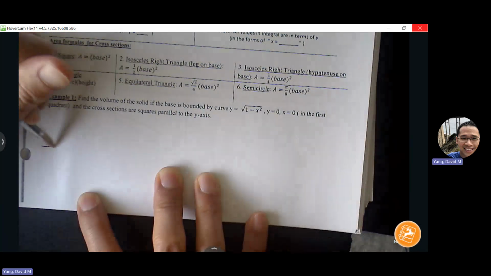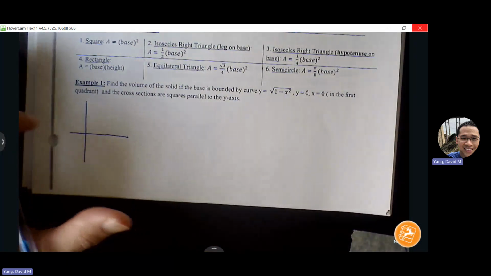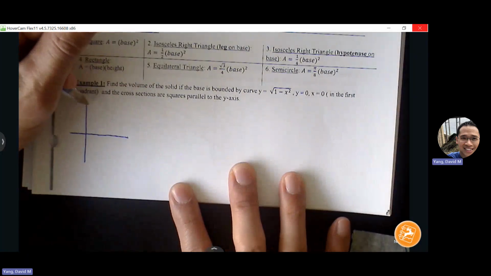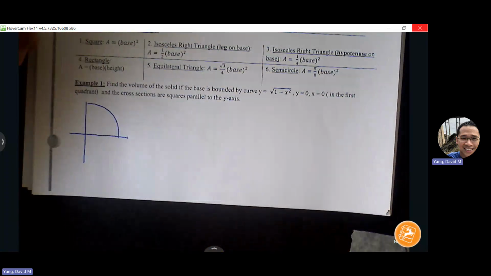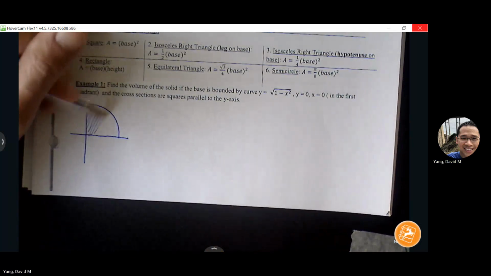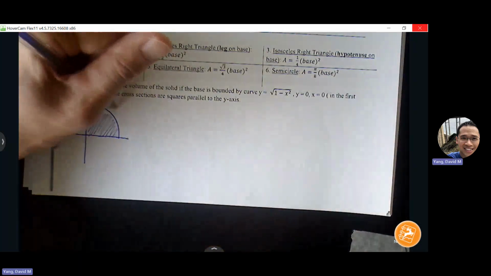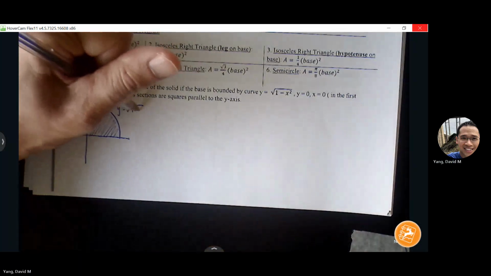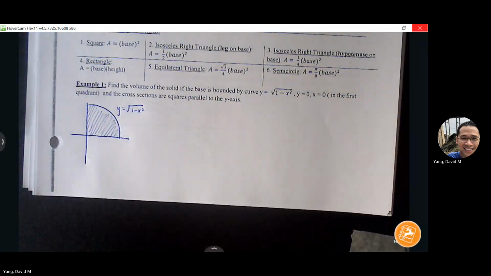All right, so the shape of the base of your shaded region has no bearing on what you're trying to build. It just happens to be a quarter circle, but it has nothing to do with what we're building on top of this base. Okay, so here's square root of 1 minus x squared. Now the cross sections are squares.